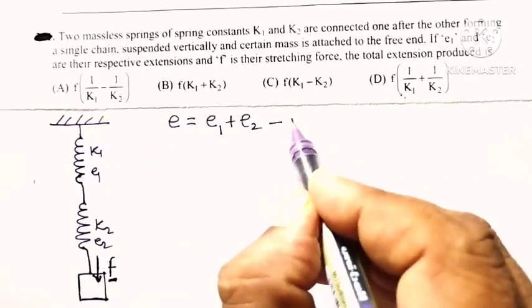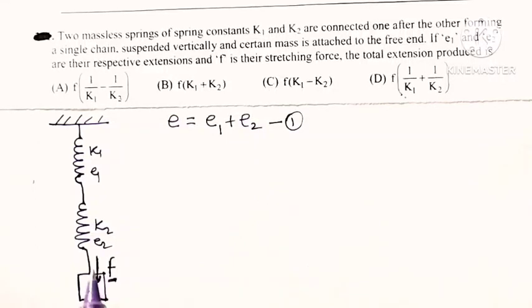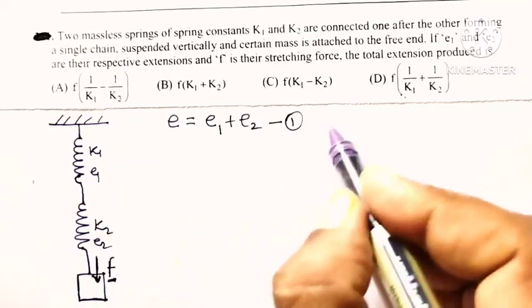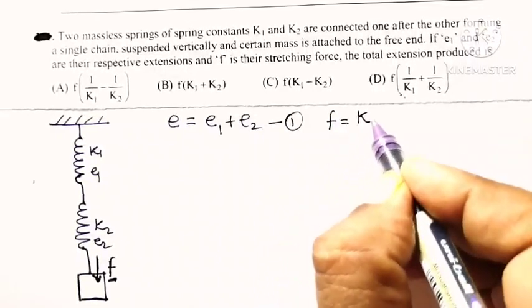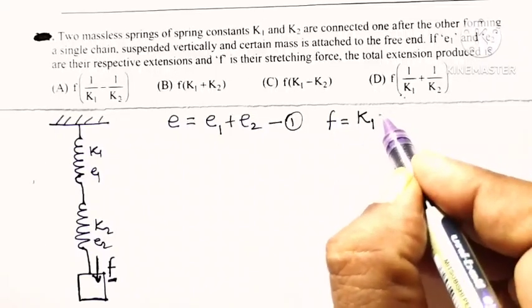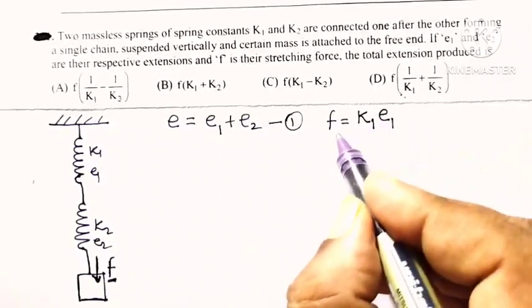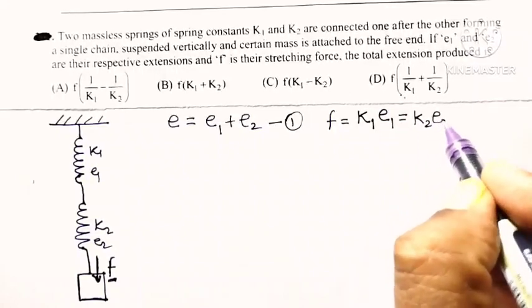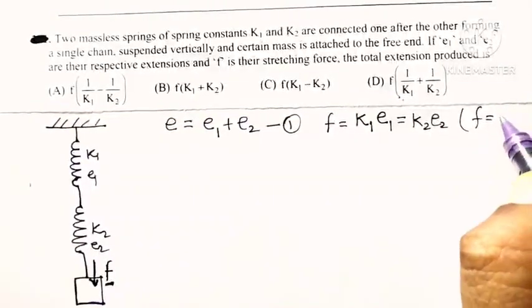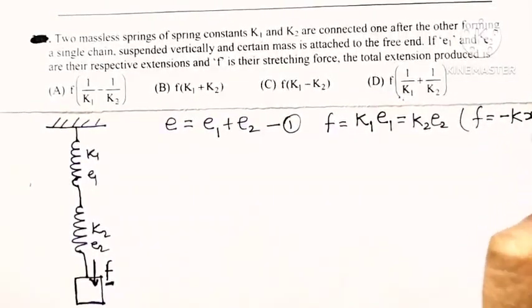See here, the stretching force is applied to this block. It means the same stretching force is applied to the first spring as well as the second spring. And we know that stretching force is equal to force constant into the extension produced. So F is equal to K1 E1, and it is also equal to K2 E2, because whenever a particle is performing linear SHM, F is equal to minus K into X.